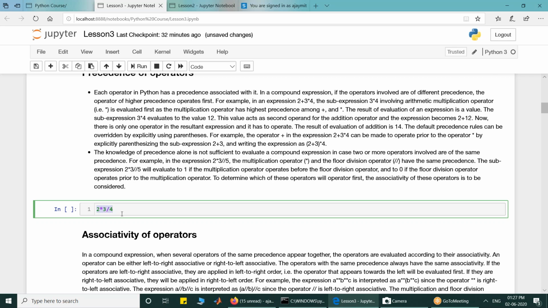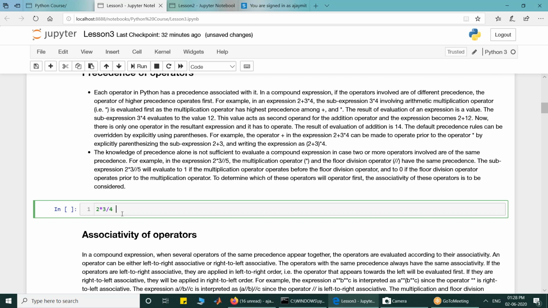Now both of them, multiplication and division, have the same precedence. If an expression has operators of different precedence, I know the operator of higher precedence is going to operate first. But when operators are of the same precedence, how should I evaluate? Yes, Aman, left to right, but actually what I'll tell you is that it depends upon the associativity. They will not always be evaluated left to right.